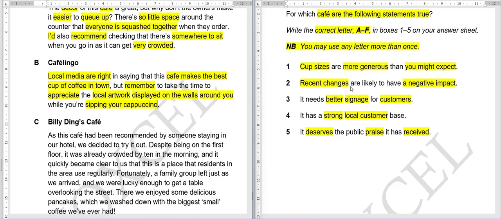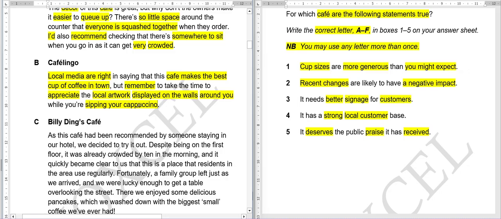Okay, time's up. Now let's see if there is any answer or not. First, cup sizes are more generous. Is there any mention of cup sizes? No. Recent changes are likely to have a negative impact. Is there any mention of recent changes? Nothing like that. It needs better signage for customers. Is there anything about better boards or better visibility? Nope. Fourth, it has a strong local consumer base. Is there any mention about that?